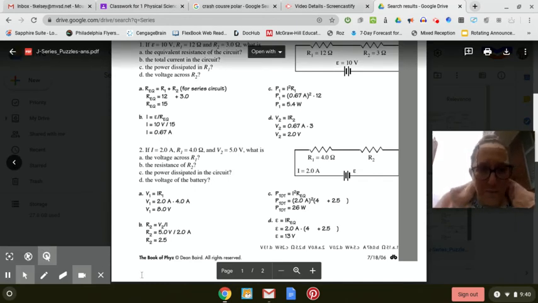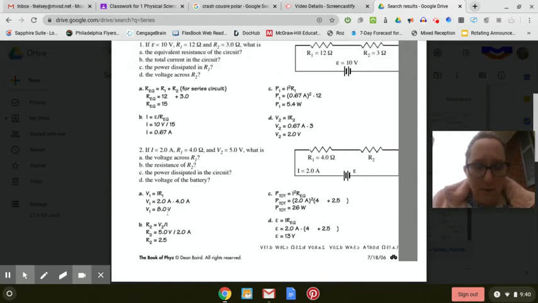So that is how you got the voltage across resistor 1. If you notice, D wants the total potential of the entire circuit.